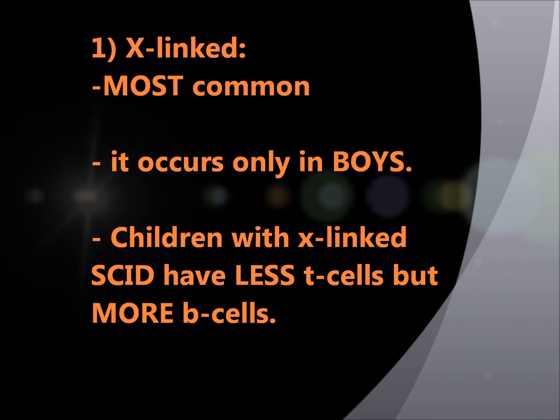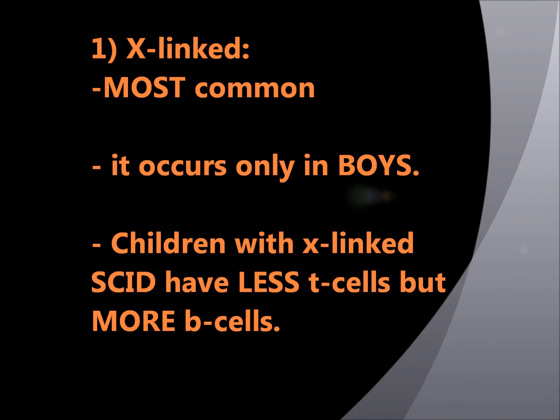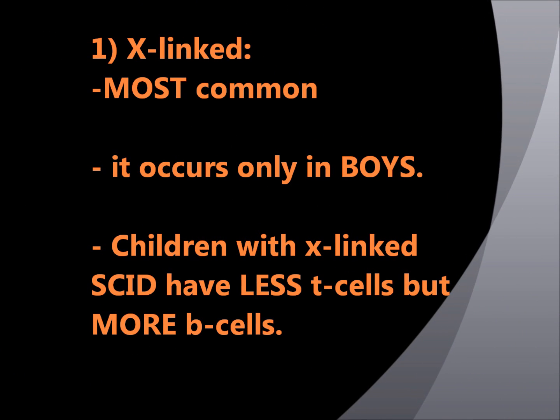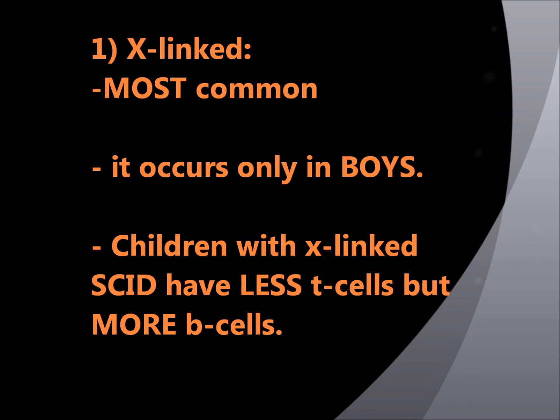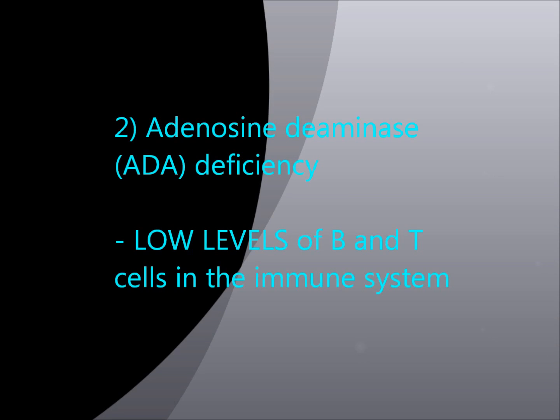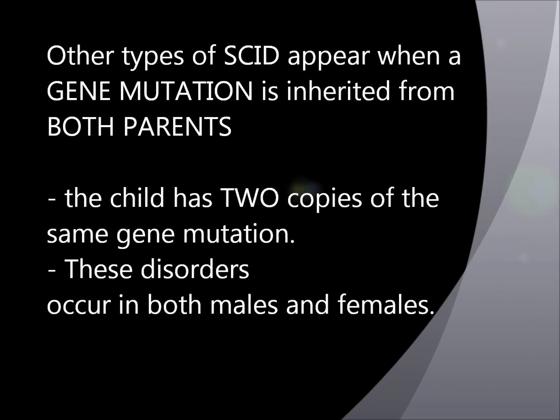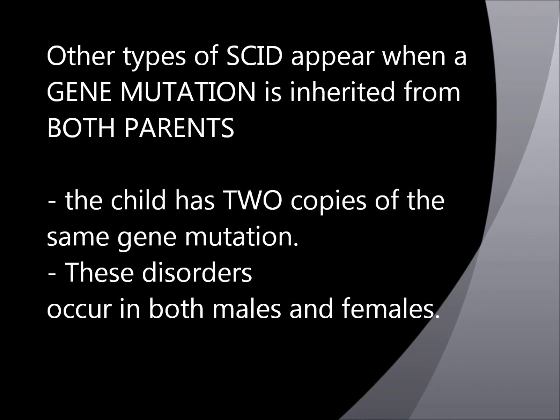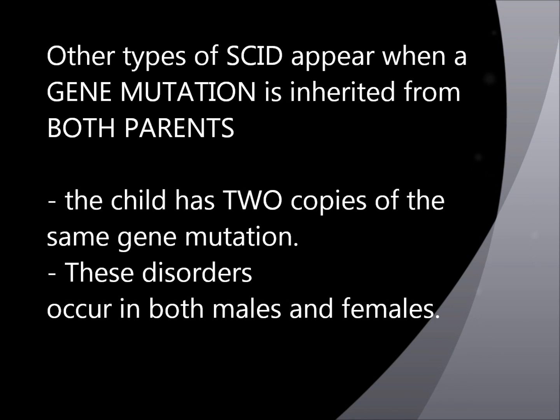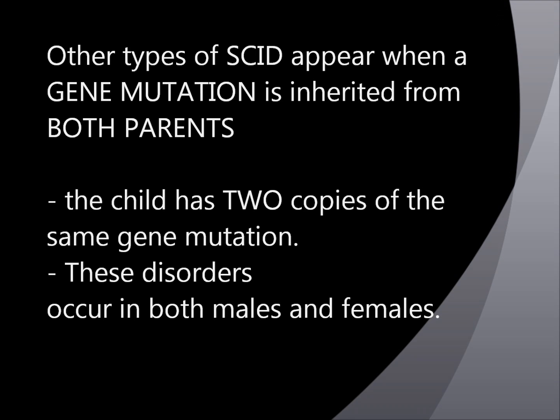SCID has two main types. First, the X-linked, which is the most common and occurs only in boys. Children with X-linked SCID have fewer T cells but more B cells. Second, ADA deficiency, which involves low levels of B and T cells in the immune system. Other types of SCID appear when a gene mutation is inherited from both parents. The child has two copies of the same gene mutation. These disorders occur in both males and females.